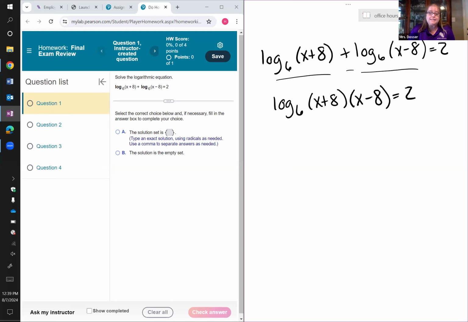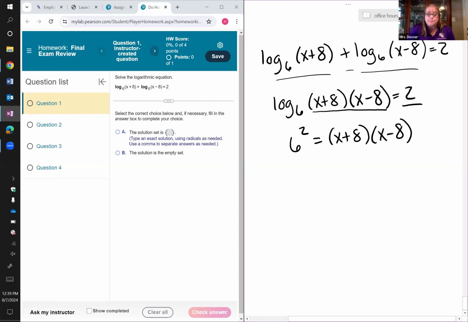Remember, when we rewrite it as an exponential, we keep the base the same. So our exponential is going to have a base of 6. And then we switch our input and our output. So instead of this being the input, it's what's going to be the output now. And instead of 2 being the output, it's going to be the input. So the 2 becomes the exponent. We're raising it to the second power. And our x plus 8 times x minus 8 becomes our output. It's going to be what it's equal to.